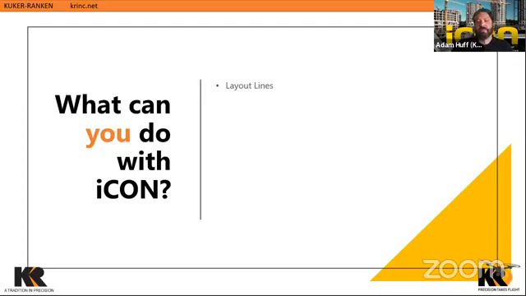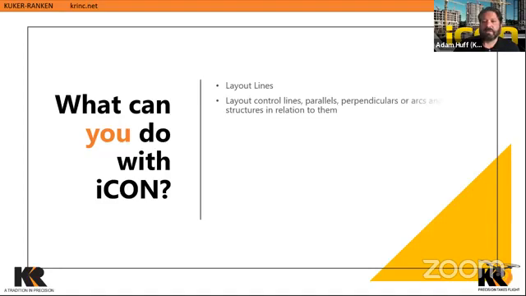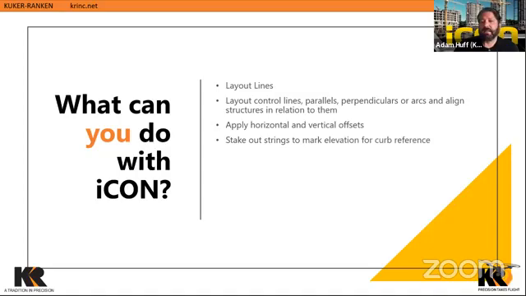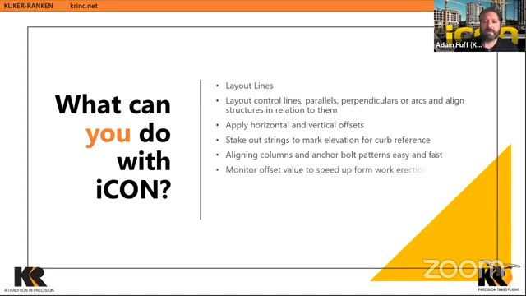So what is it that you can do with Icon? There's a lot of things you're able to do with it. You can do layout lines, control lines, parallels, perpendiculars, offsets to structures and relationships to them, horizontal and vertical offsets. You can stake out strings to mark elevation or curb reference, aligning columns and anchor bolt patterns. You can monitor offset values to speed up formwork erection, and calculate volume of a stockpile or pit, or comparison between surfaces.